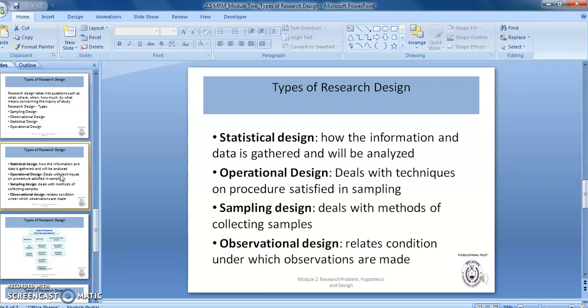And the last one is the observational type of design, which relates to the conditions in which the observations are made. A lot of research when it comes to wildlife is done through observation. If you have watched the Geographic Channel or Discovery Channel, you can see that the documentation is based more on observation. There is very little data, but the documenting of videos, photos, and experiential observation is itself research for them.